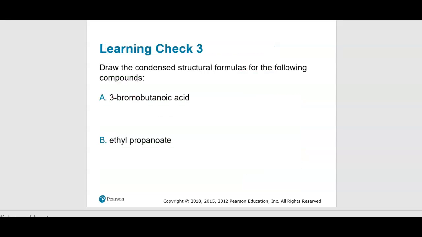Okay, we're getting near the end of this section. Draw the condensed structural formulas for the following compounds: 3-bromobutanoic acid and ethyl propanoate. All right, well, I'll never forget the 4-chloro-2-butanone. But these should be pretty straightforward. And so let's do 3-bromobutanoic acid and see what we get.